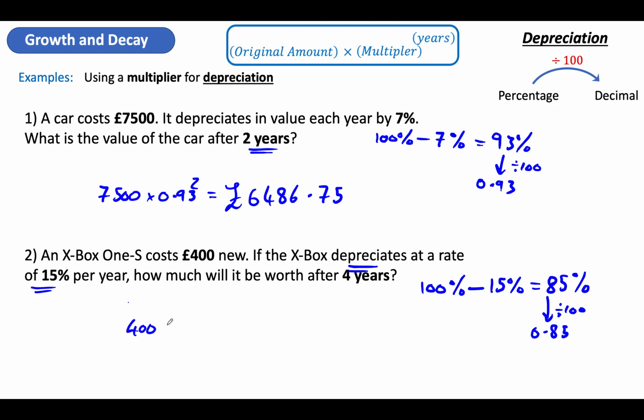Okay, let's use the formula. Original cost, £400. Multiplier to reduce by the percentage, 0.85. How many years? 4 years, so to the power of 4. And let's chuck it in the calculator. 400 times 0.85 to the power of 4 is £208.80. Yeah, it loses a lot of value in that case.